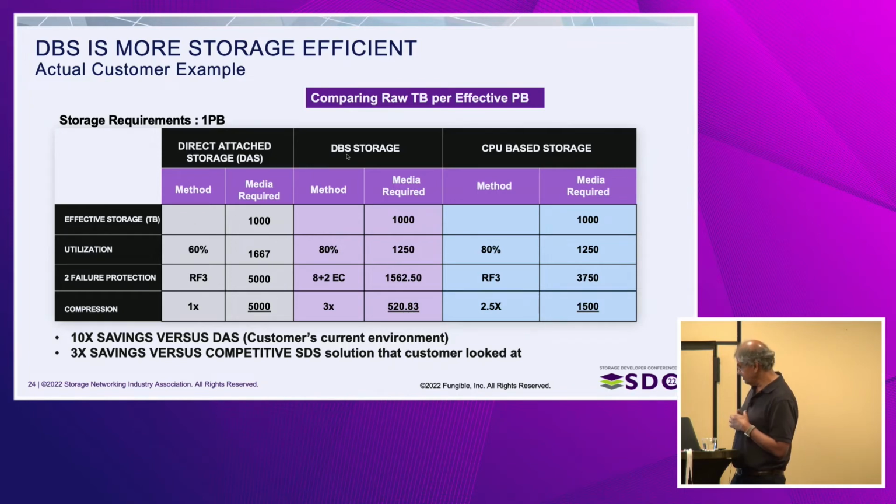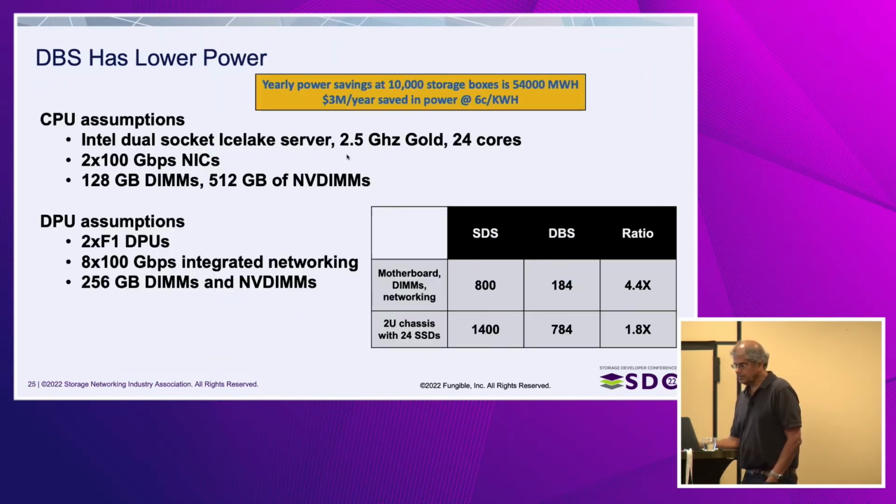And I'll just focus you on the very last row. The way they were doing things, to get an effective 1 petabyte, they needed 5 petabytes of raw because of the three-way replication, et cetera, and the kind of utilization that you get. And then with us, they're about 500 terabytes. And then with the competitive box, it was 1.5. Again, the others were using RF3 to get 2 failure protection. Their compression was not quite as good, et cetera. So that's the cost stuff.